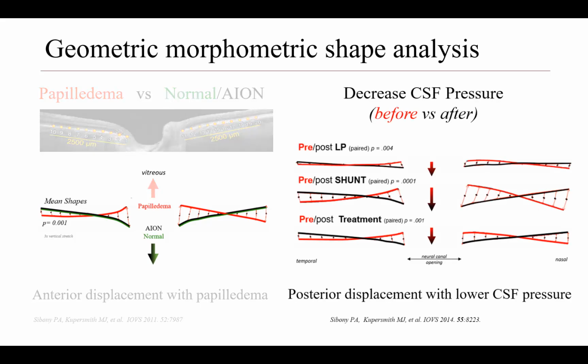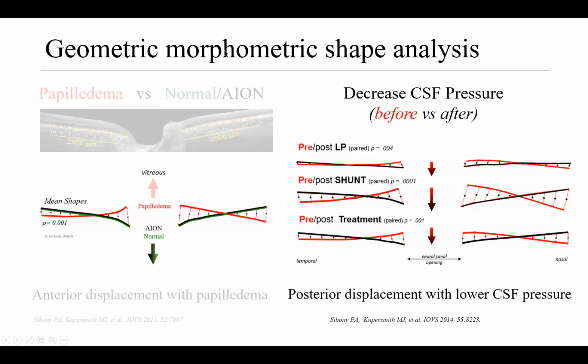We went on to show that if you decrease the CSF pressure, say by comparing the shape before and after a spinal tap, or before and after a CSF shunt, or before and after treatment of intracranial hypertension, what you'll find is that anterior deformed shape will move posteriorly to a more normal configuration.